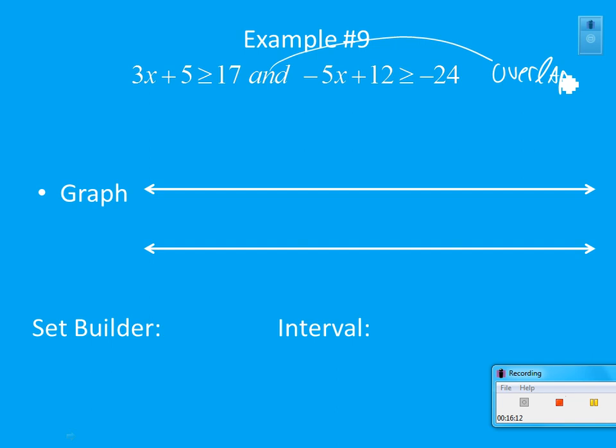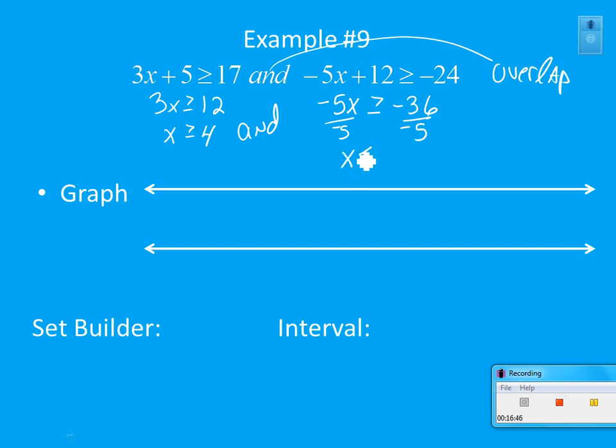First we just got to solve each of these. 3x is greater than or equal to 12. Divide both sides by 3, so I got x is greater than or equal to 4. And now come over here and solve this. I got negative 5x is greater than or equal to negative 36. We're going to divide both sides by negative 5, which means I got to flip the sign. So I got x is less than or equal to 7.2.